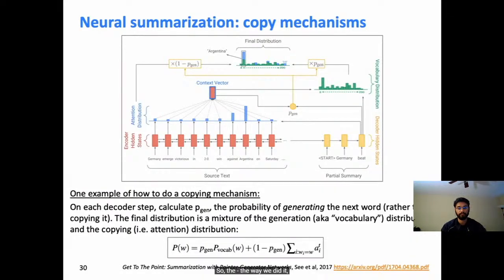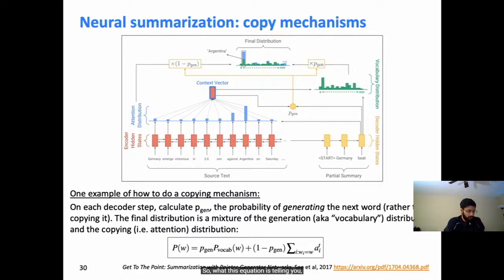The way we did it is that on each decoder step, you calculate this probability p_gen, which is the probability of generating the next word rather than copying it. The idea is that this is computed based on your current context, your current decoder hidden state. Then you've got your attention distribution as normal, and your output generation distribution as normal, and you use this p_gen, which is just a scalar, to mix together these two probability distributions.